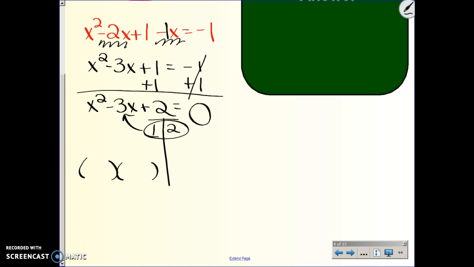Let's see if our signs are going to work out. Obviously I have x and 1, x and 2. Alright, well I need to multiply to be a positive 2. So that means it's either plus 1 times positive 2 or negative 1 times negative 2. Trying to get a negative 3 though. So they both must be negative. Awesome. It worked out to factor it. That's awesome.